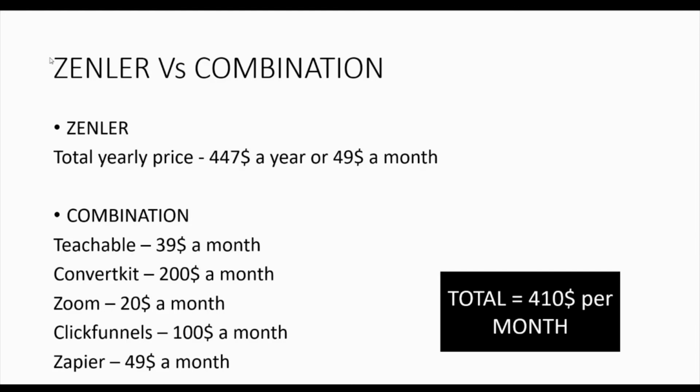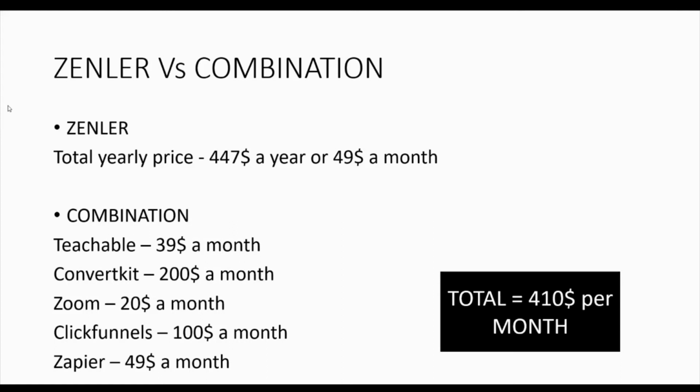So let's on one side take Zenler and on the other side take a combination, right? So if you see, Zenler has a price of $447 a year, which is also $49 a month, right? That's the price you pay for all the things that we have discussed till now. Now let's take a combination of things. You want to combine a lot of things and then make kind of a Zenler-like system, right? So let's say the first thing you want is Teachable, right? Because you want a place to host your course, and Teachable is one of the best ways to do that. So it costs you around $39 a month, right? That's your hosting done. Now you want ConvertKit, right, for email marketing.